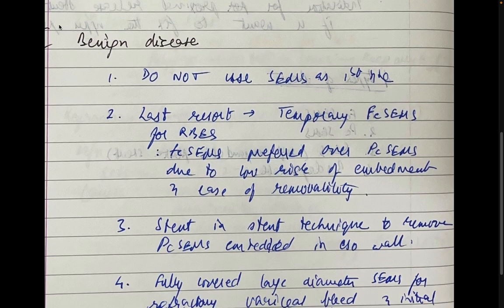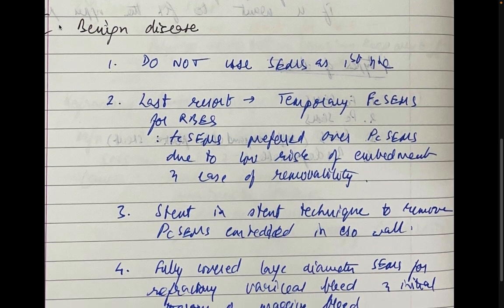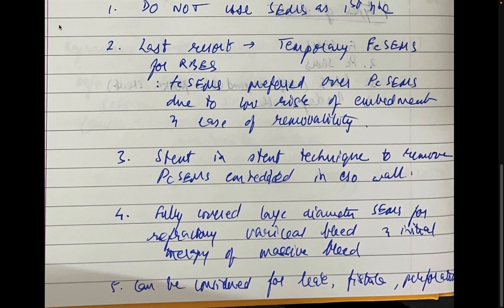What about benign strictures? Do not use a SEMS as a first line therapy. It's the last resort. You use a temporary FC SEMS for refractory benign esophageal stricture. This is due to a low risk of embedment and ease of removability, and this should be done before 8 weeks, preferably. The stent-in-stent technique is used to remove the PC SEMS if embedded into the esophageal wall.